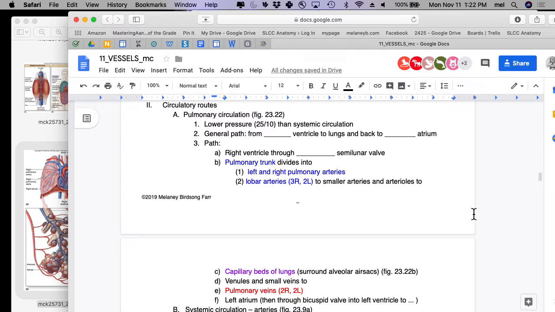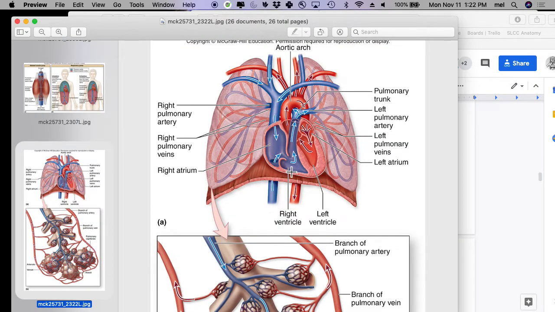So the general path, if I'm doing pulmonary circulation, meaning the pulmonary circuit, is from what ventricle to what atrium? Right ventricle to left atrium. Good, you know that. And if I am doing pulmonary circulation, I'm going to leave the right ventricle through what valve? Pulmonary semilunar. Pulmonary semilunar valve into what artery is this? Pulmonary trunk. And then it's going to split into the left and right pulmonary arteries. And we are, of course, delivering low oxygen blood to the lungs, okay?